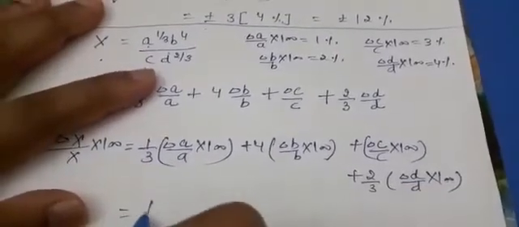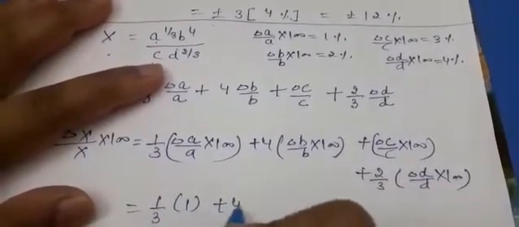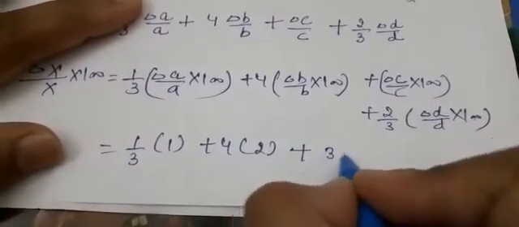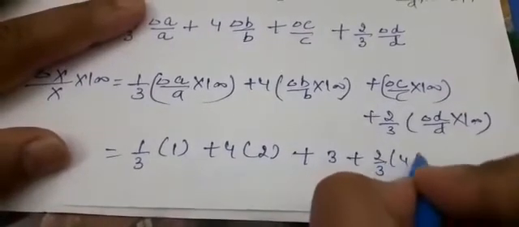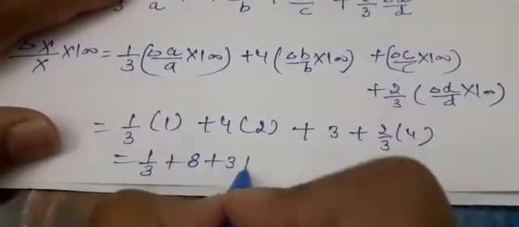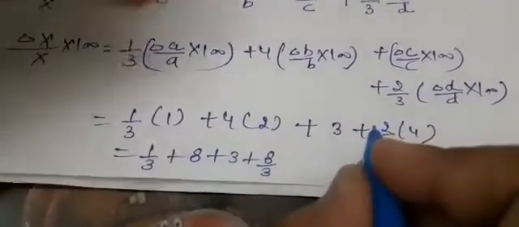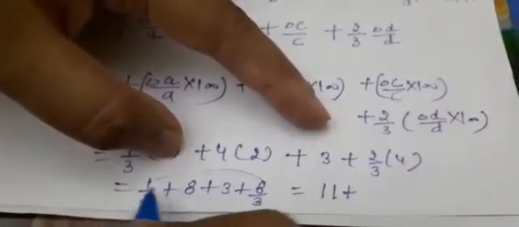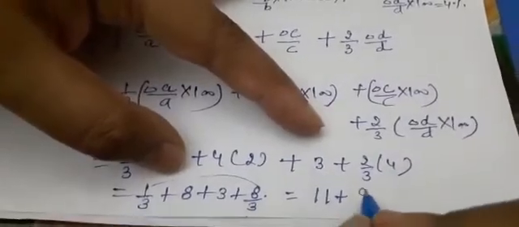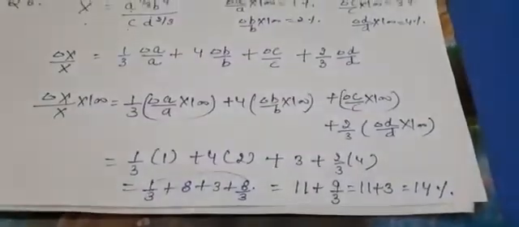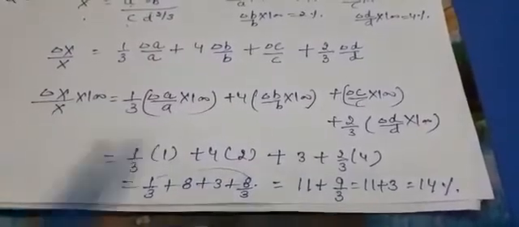Now the percentage error values you have to put: 1 plus 4 into 2 plus 3, plus 2 by 3 into 4. So it is 1 by 3 plus 8 plus 3 plus 8 by 3. Now if you solve it taking these together, this is 8 plus 3, 11, plus 8 plus 1, 9 upon 3. You can take its LCM, so it is 11 plus 3, this is 14%. So the percentage error in the measurement of X comes out to be 14%.